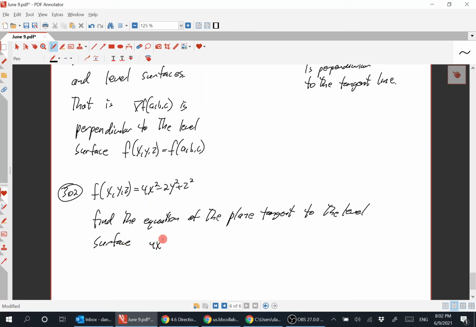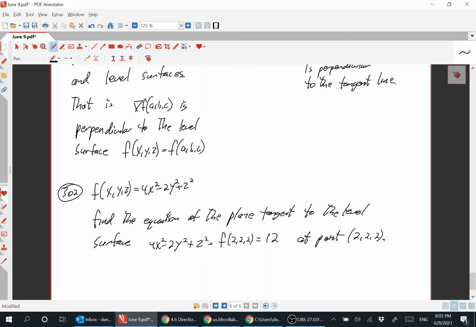4x squared minus 2y squared plus z squared equals f of 2, 2, 2, which is going to be 16 minus 8 is 8 plus 4 equals 12. So find the equation of the plane tangent to the level surface 4x squared minus 2y squared plus z squared equals 12, at the point 2, 2, 2. Right, so you just calculate the gradient vector, and the gradient vector will be the normal vector, right?